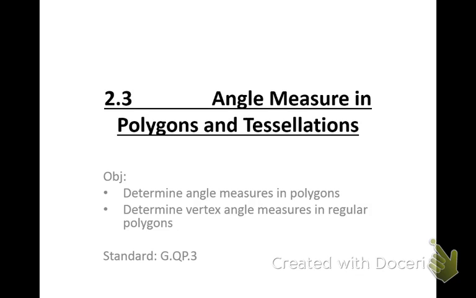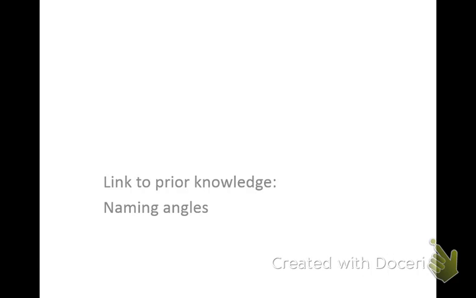2.3 is angle measure in polygons and tessellations. So when you get done with this lesson, you'll be able to determine angle measures in polygons and determine vertex angle measures in regular polygons. Linked to prior knowledge was naming angles.